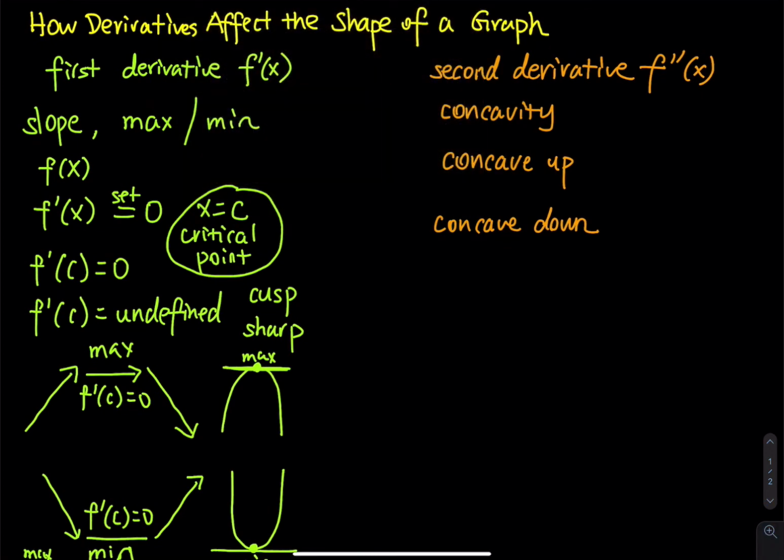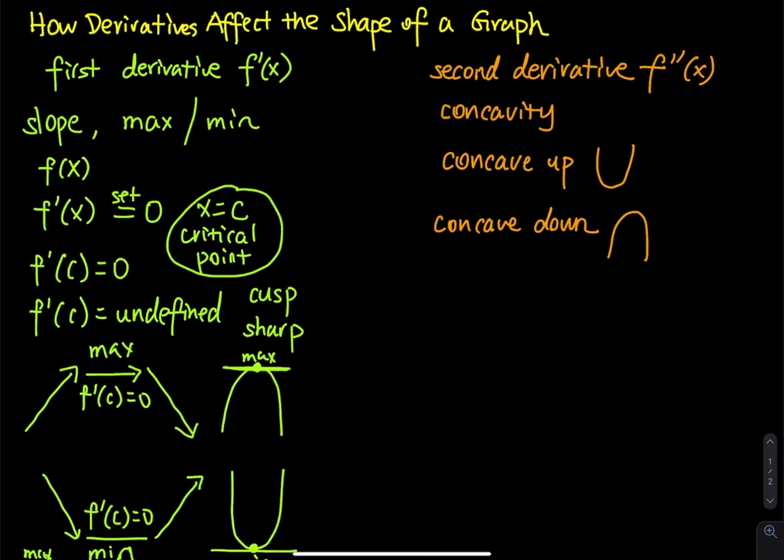So concavity, this might be your first time using this word. A function can be either concave up or concave down. So what is concave up? The best way to think about concave up is using a parabola. A parabola, the U shape is facing up, just like a bowl facing up. So that is concave up, and then this is concave down. The U shape is facing down.